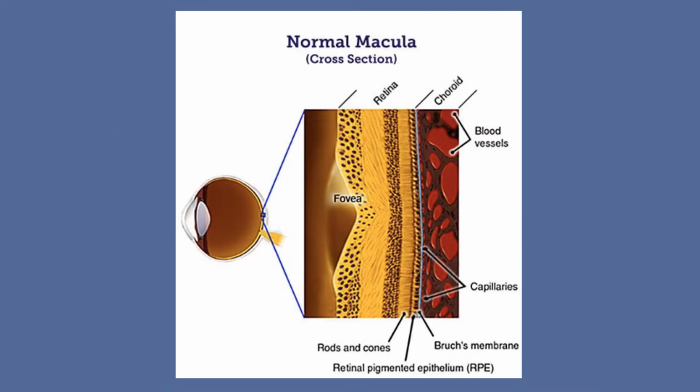Let's briefly go over the macular layers. So here we have a cross-section of a normal macula. We have photoreceptors, the retinal pigment epithelium, Bruch's membrane, and then the choroid. The choroid consists of blood vessels. This is how the macula receives nutrients and oxygen. Now, if you learn these basics, it will help in understanding the symptoms, diagnosis, and management of AMD.